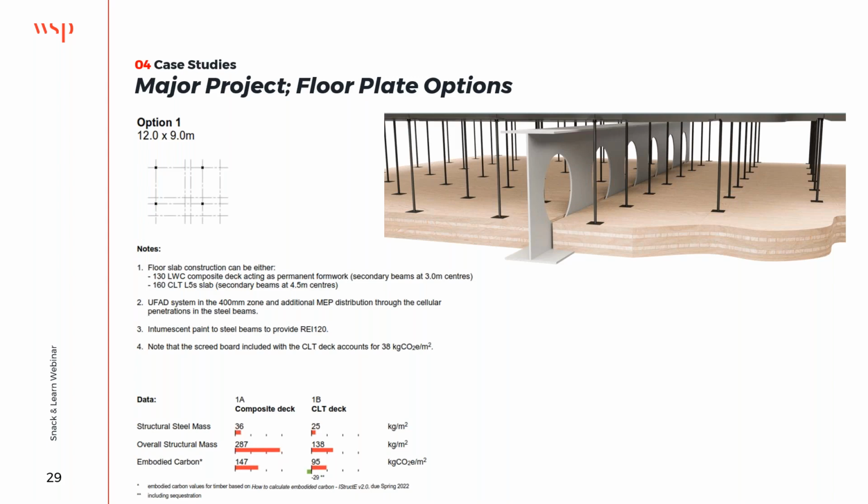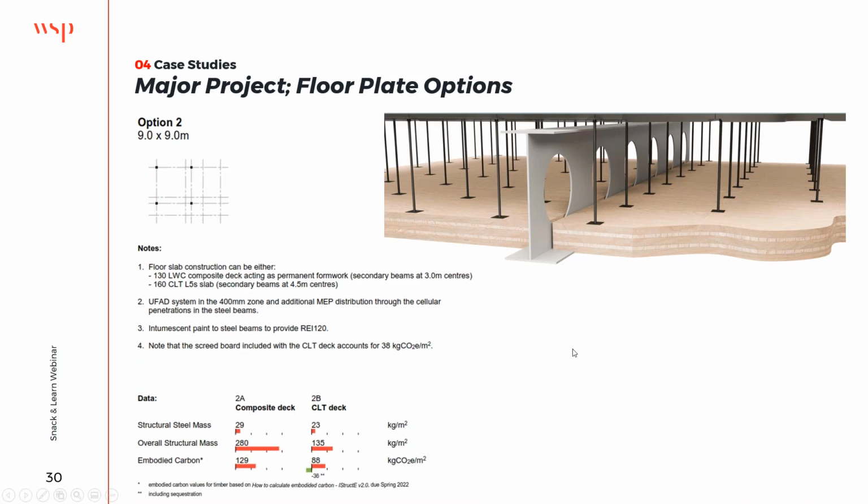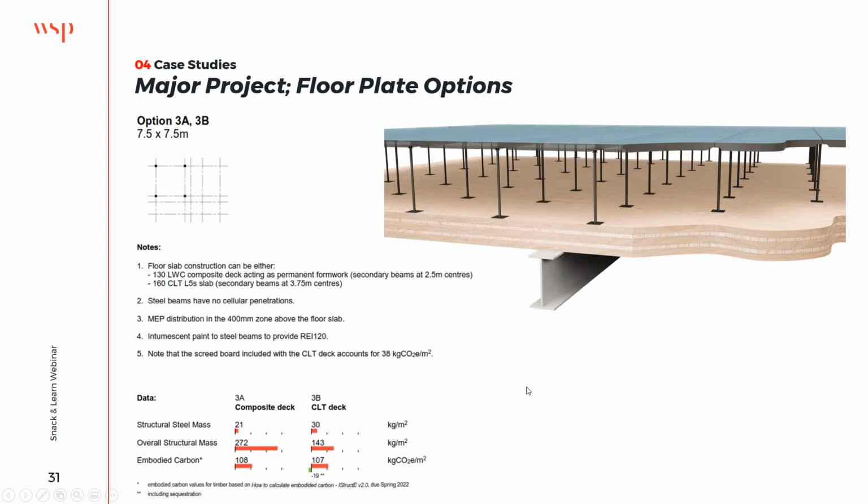And in doing this on a 12 by 9, we had 95 kilograms of CO2 per meter squared. Whereas if we would change to a 9 by 9 grid, we reduce that by 10%. And then if we change to the 7.5 by 7.5 meter grid, because we'd squeezed the floor zone so much, we had quite heavy beams, quite heavy shallow beams. So we actually increased the embodied carbon.